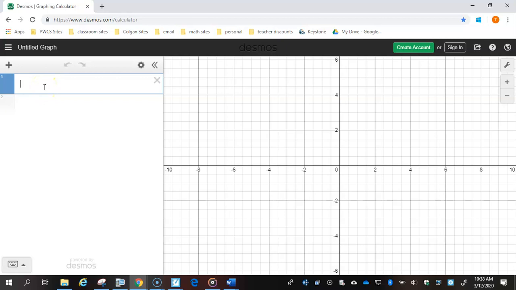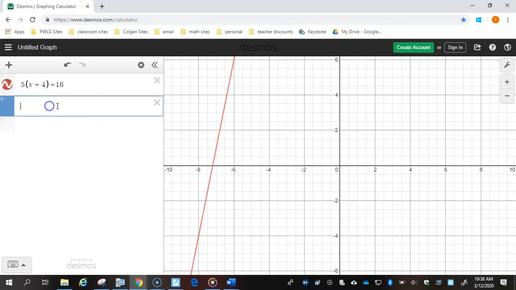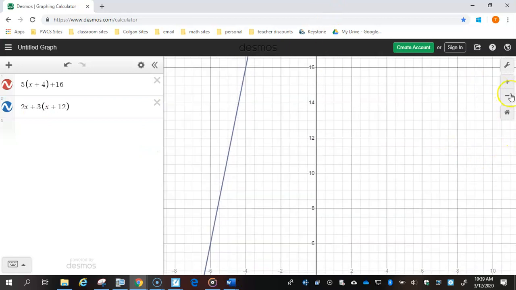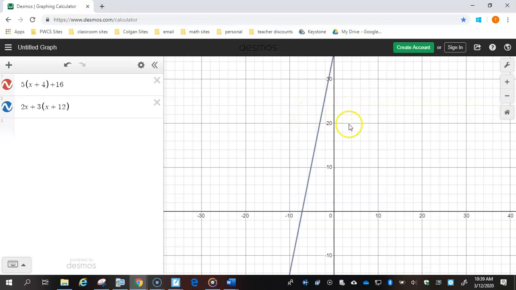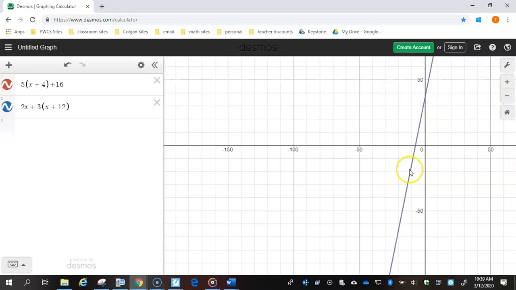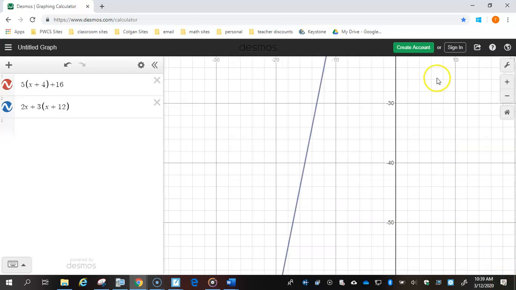Okay, for all of these questions, you could have put this directly into Desmos, but you need to do them separately. Put one side of the equation in and then the other. So if I put in 5 times x plus 4 plus 16, and then I put the other side 2x plus 3 times x plus 12, I need to zoom out to see where they intersect. And if you keep zooming out and you don't see the other line, more than likely it's the same line.